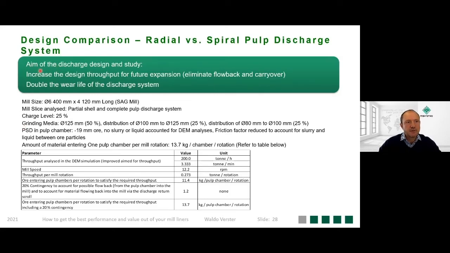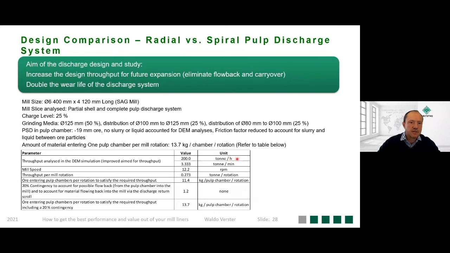Like I said, the aim of this study is to compare the radial and spiral design to see if we can design a spiral design that is more efficient compared to the radial design. So let's look into this. We calculate the amount of material going into a pulp chamber per rotation to be 13.7 kilograms of material. This is based on the increased aimed throughput already.